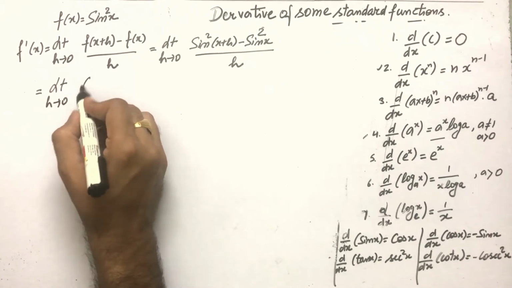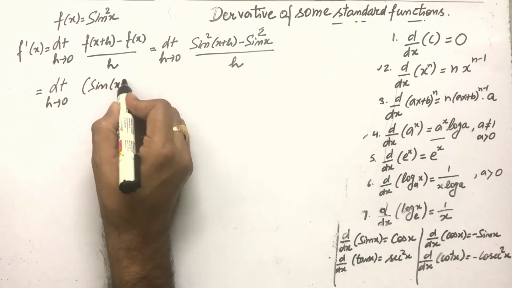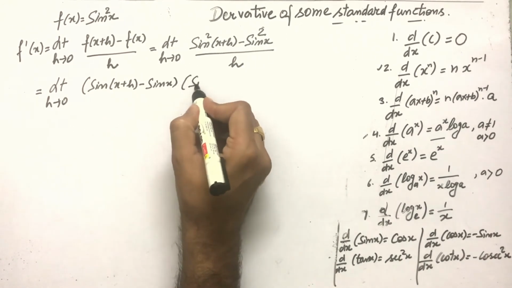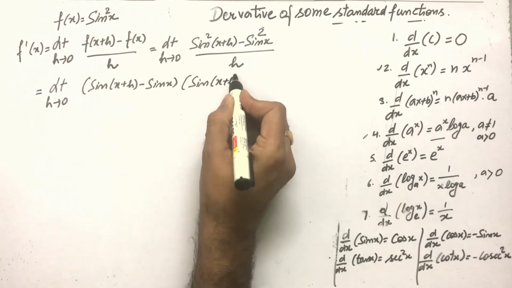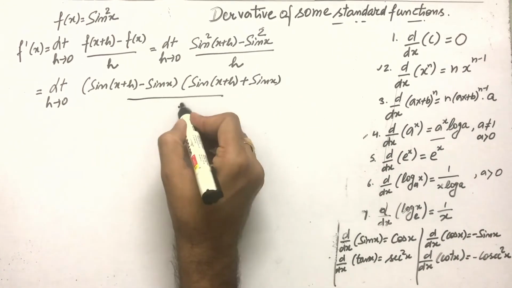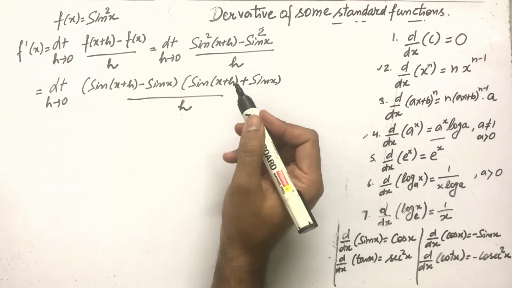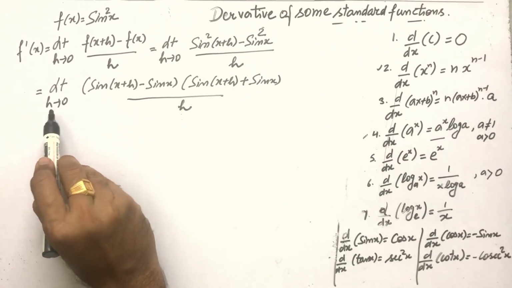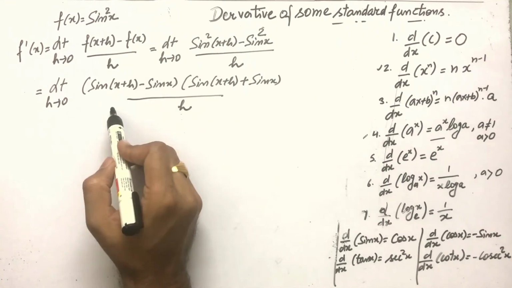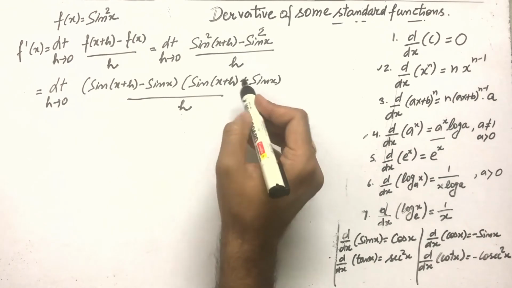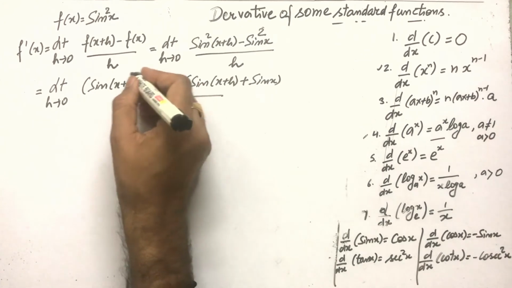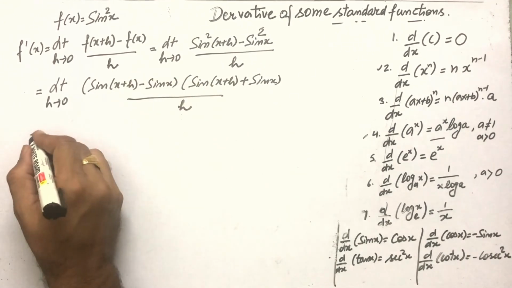So it may be written as (sine (x plus h) minus sine x) and (sine (x plus h) plus sine x), whole divided by h. And as you see, when we put h tends to 0, what we get here? Sine x minus sine x, which is 0 by 0. But here we get 2 sine x. That means we have to work on this part. Okay, what can we do here?